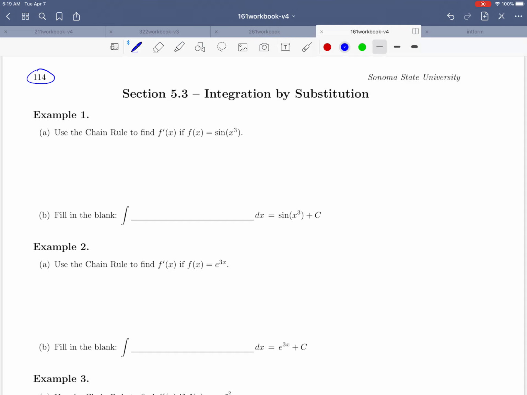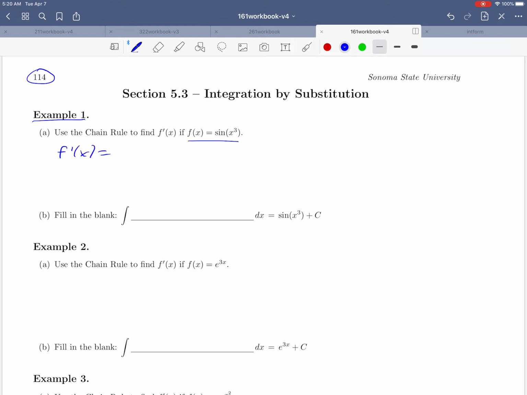So before we dive in and formally state the substitution rule, we're going to do a couple of preliminary examples here just to explore that connection. So let's start with example 1 together here. They give us a problem from much earlier in the course, just to take a derivative using the chain rule. All right, so our function is f of x equals sine of x cubed. Let's see if we can calculate its derivative together.